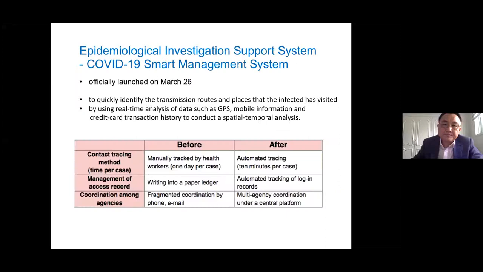And secondly, in special situations, epidemiological investigation using GPS data, CCTV footage, and credit card transaction history can be provided to epidemiological authorities. It is allowed by law for the sake of public health care. On top of that, the government recently built a much more effective system, the COVID-19 smart management system. It allows contact tracing automatically within 10 minutes, and very effectively identifies the transmission route and place of the infected.